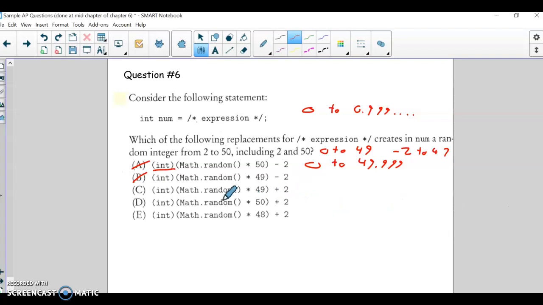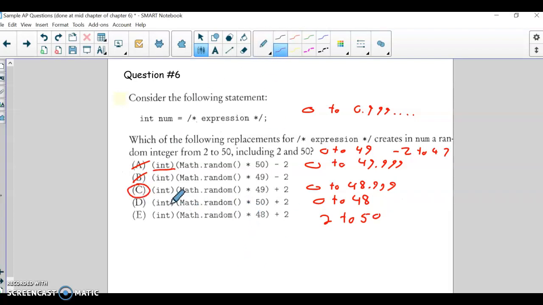Let's try C. So I go 0 to times 0 to 49, so that'd be 0 to 48.999, and then truncate that to 0 to 48, and then let's see, add 2 on this one, so that would be 2 to 50. I think that's what we want. That'd be letter C. Okay, and if we want to just make sure, we could do some of the other ones.